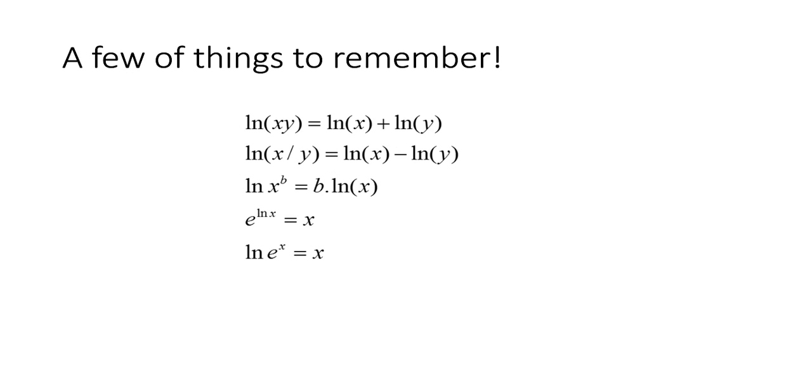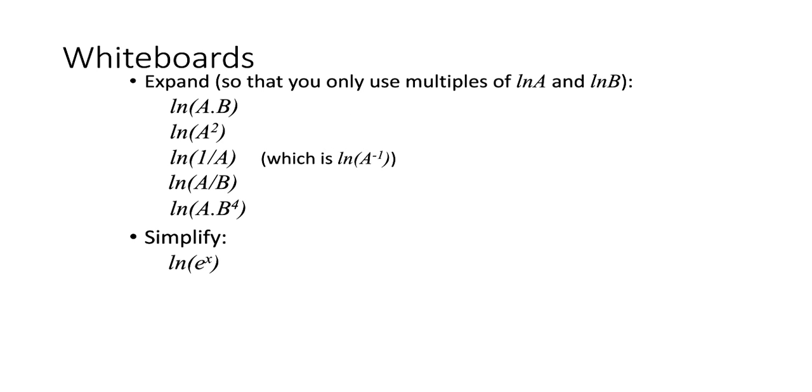Now the bottom two there are quite important. They're called inverse functions of each other. If you look on your calculator, you'll see that the button that has ln on it, if you press shift, it will be e to the power x. So what this is telling you is e to the power of ln x is just x. And if you do it the other way around, that's also true: ln of e to the x is just x. We can think of those a bit like squaring a number and then taking the square root. It's not quite the same, but it's similar.